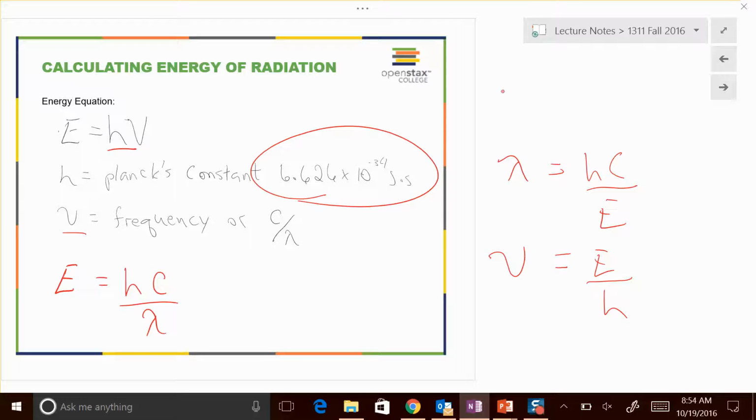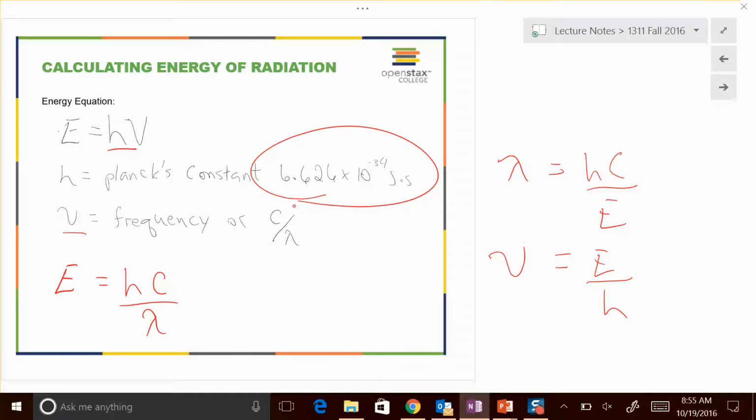What does Planck's constant represent then? The energy per second? Well, the energy of a wave. That's what it's representing.